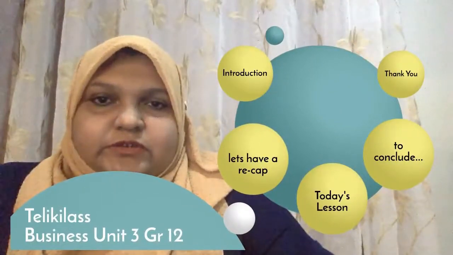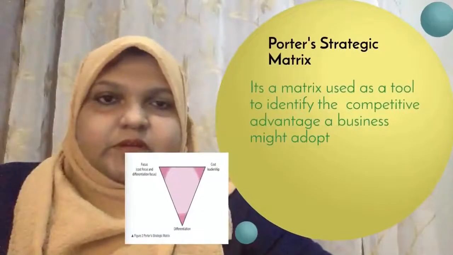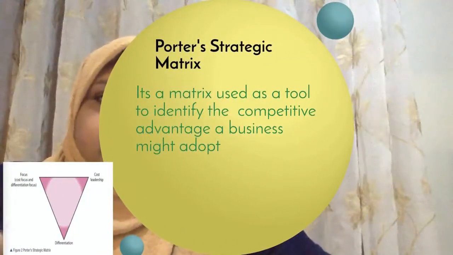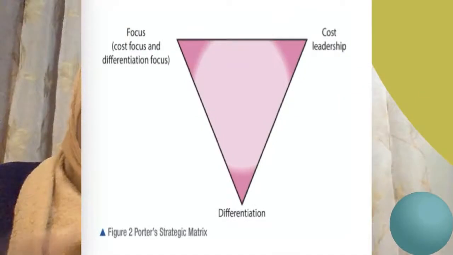Now, before we conclude, let's have a look at the Porter strategic matrix. It's a matrix used as a tool to identify the competitive advantage a business might adopt. Now, there are three basic areas here. One is cost leadership. The other one is differentiation. Cost leadership and differentiation are for the mass market, and the focus is mainly for the narrow market, where you have cost focus and differentiation focus.